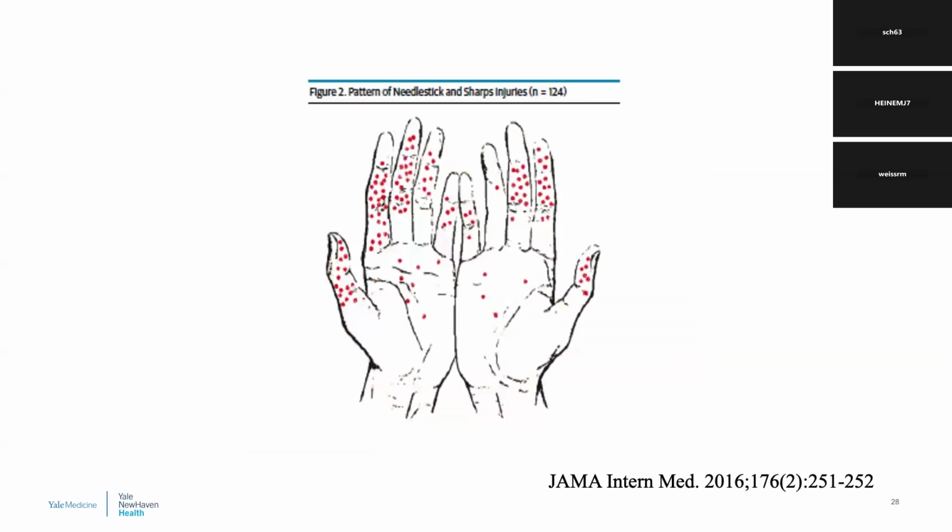Where do needle stick injuries occur? These are the most common sites. It's usually the left index finger, the left middle finger, the left thumb. Less commonly on the right, and then the palms and thenar eminence is a much lower risk injury.